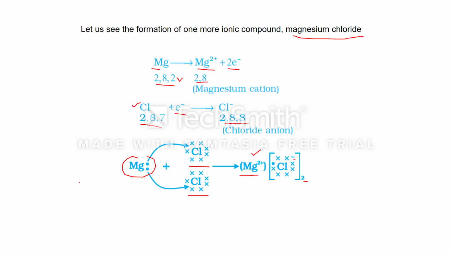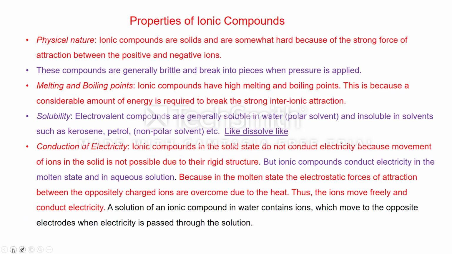That's why this is the formation of magnesium chloride. Now let us see what are the properties of ionic compounds. First of all, physical nature. Ionic compounds are solids and are somewhat hard because of the strong force of attraction between the positive and negative ions. These compounds are generally brittle.